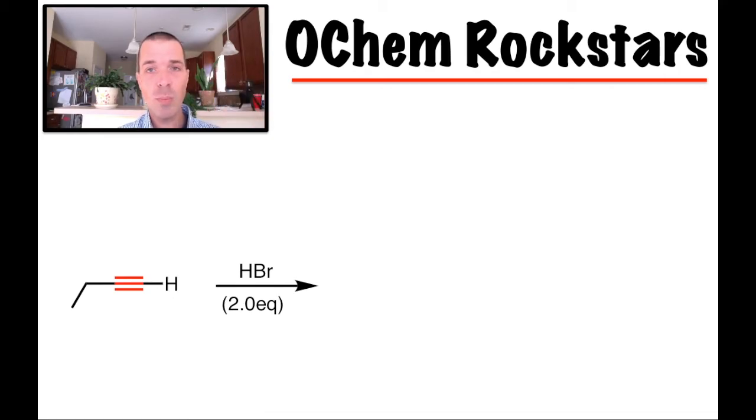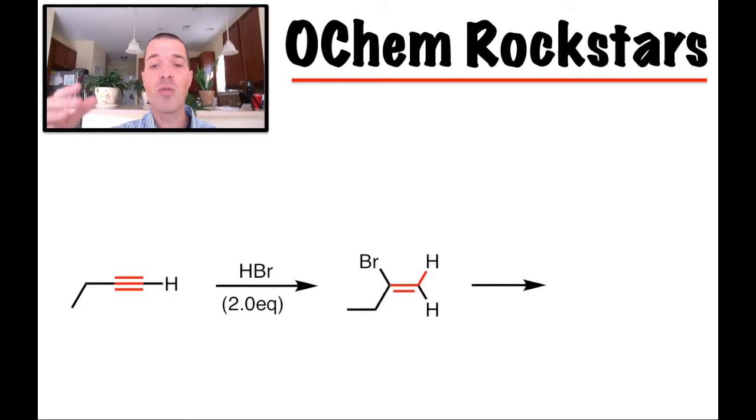If we took this triple bond and added one equivalent of HBr, we already saw it. We add an H to the least substituted side and our Br to the most substituted side, so we just do our Markovnikov addition across there. Now, what happens if we add the second addition? You can think about it this way: that's an alkene, and we're just adding HBr across the double bond. We already know how to do that because we already learned it.